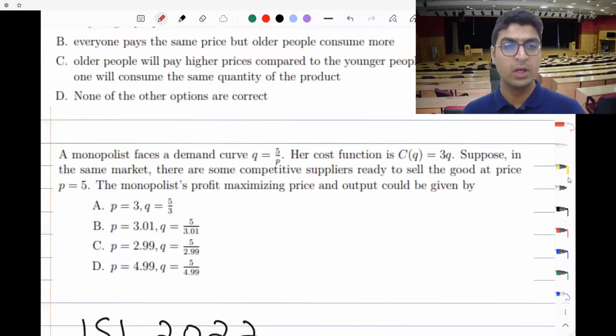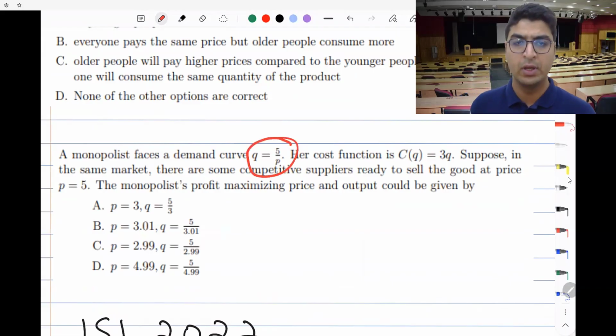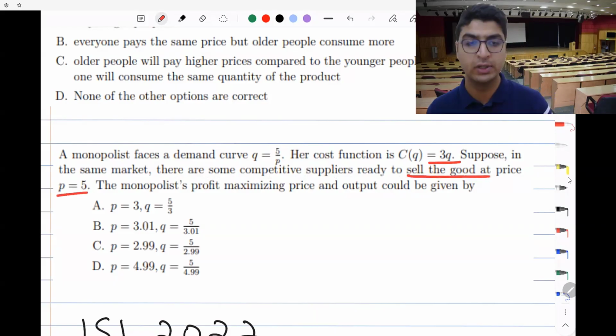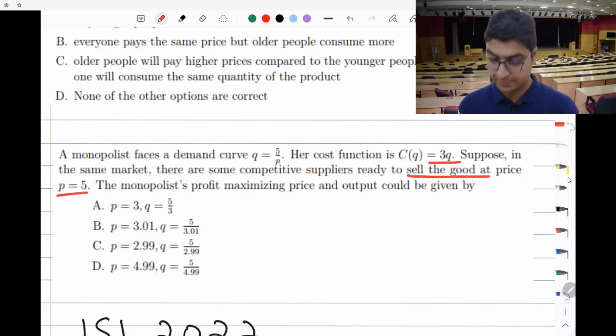there is a problem. A monopolist faces a demand curve Q equal to 5 by P. Okay, it is a constant elasticity function anyway. Her cost function is 3Q. Suppose in the same market there are some competitive suppliers ready to sell the good at price of P equal to 5. Okay.